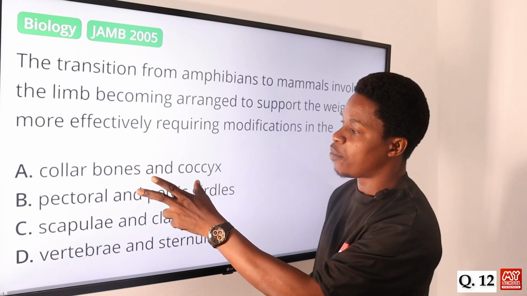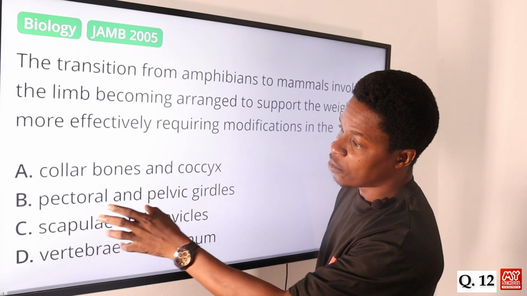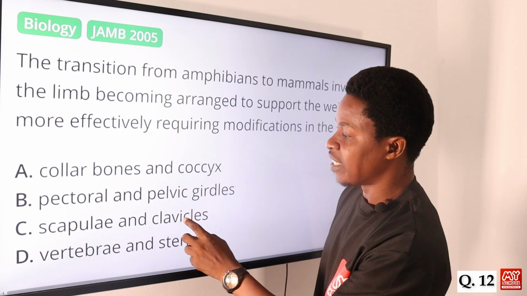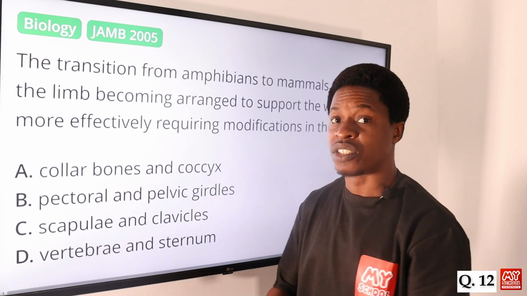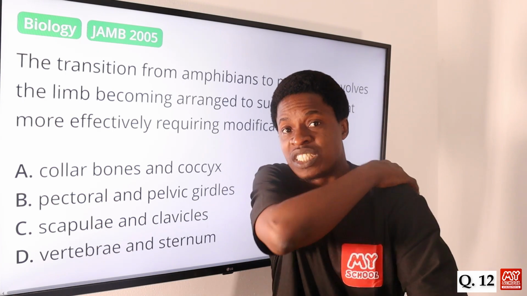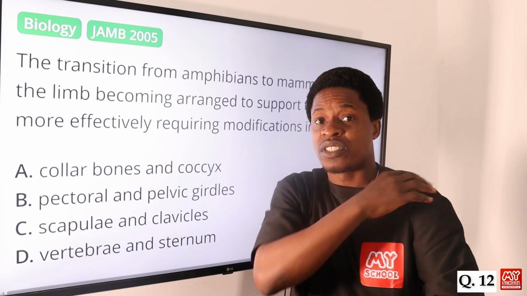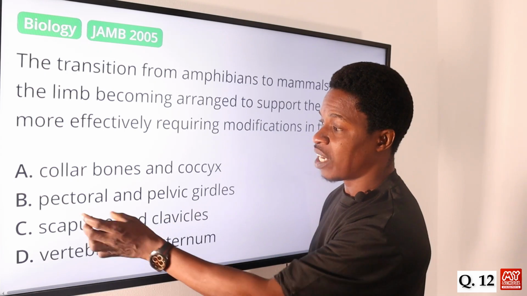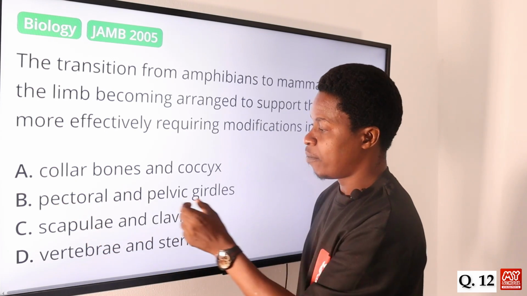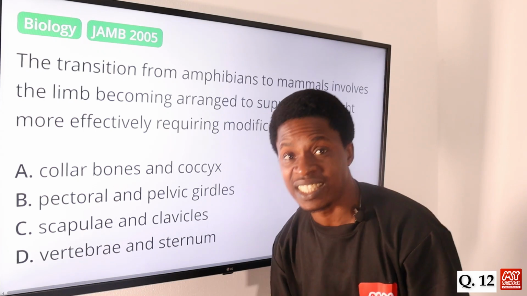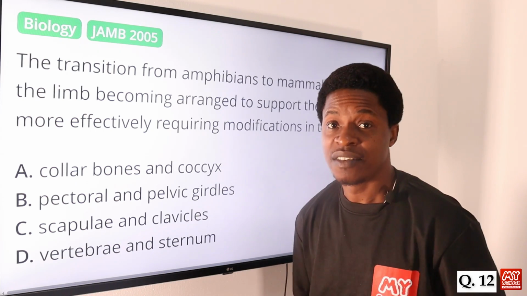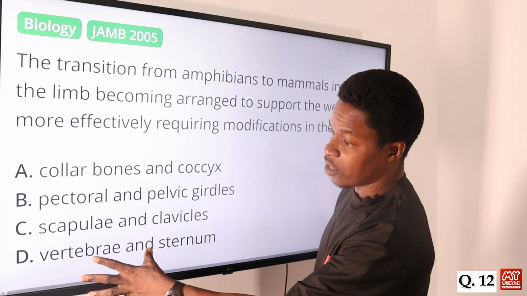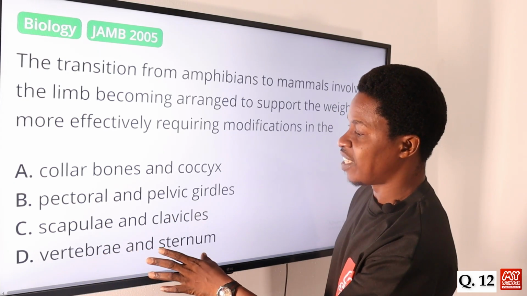So option A says collarbones and coccyx. Option B says pectoral and pelvic girdles. Option C says scapula and clavicles. Scapula and clavicles is only responsible for this aspect, okay, the shoulder blade, but not for this. So this is one-sided. Both the scapula and the clavicles make up the pectoral, okay, but how about the pelvic girdle, the one that carries the entire weight from the leg, from this point, the weight of the hip, right? So this option is not encompassing. This is vertebrae and sternum, so this does not.